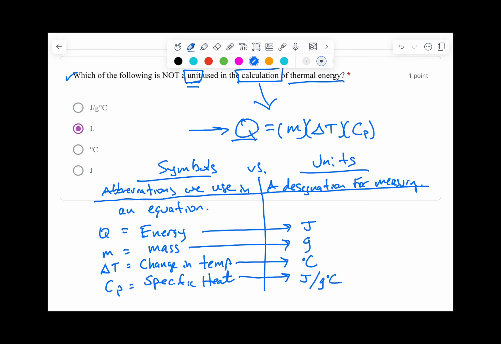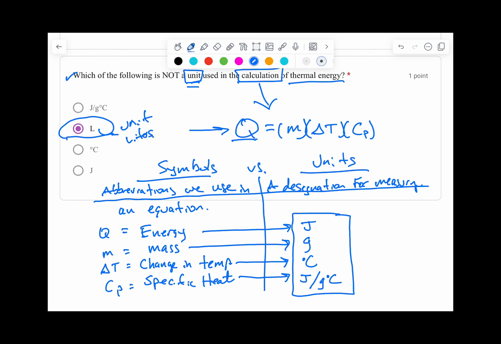So let's go back to this question. This question is, which of the following is not a unit used in the calculation of thermal energy? Okay? These are all the units that we use in the calculation of thermal energy right here. J for joule, G for gram, degrees Celsius, and joules over grams degrees Celsius. So the only one that stands out that's not a part of that formula or that calculation at all is L. And this is actually the unit for liters.